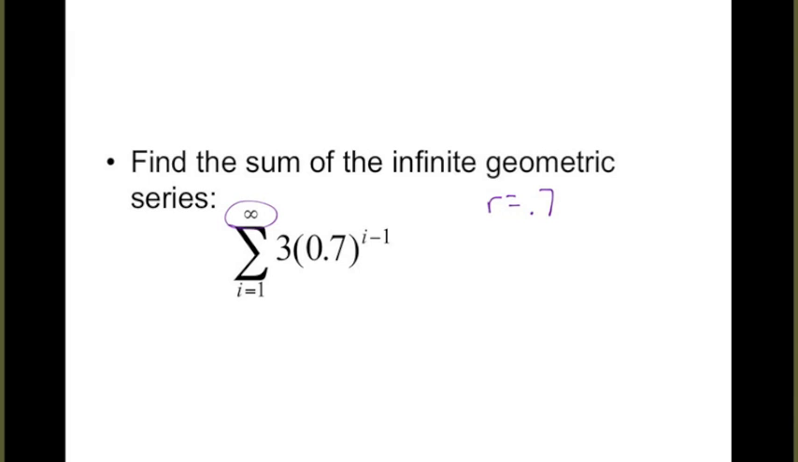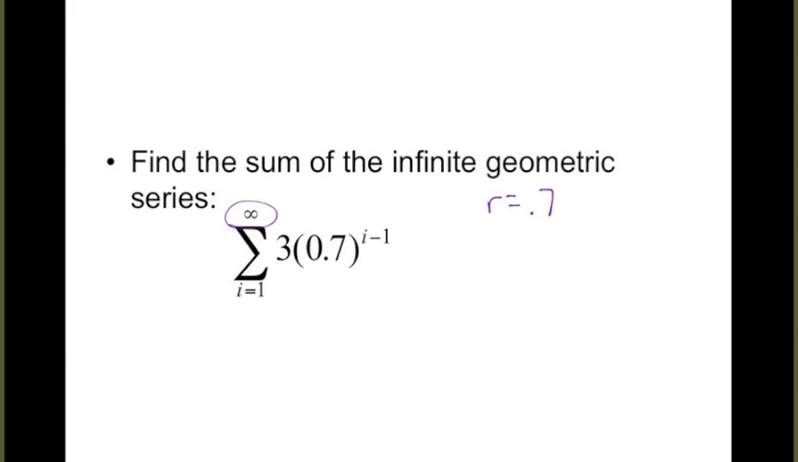The ratio is the part that's taking on the power, because what a ratio means is that we're multiplying by this thing over and over, and that's what powers do, they tell us to multiply by something over and over. So the base of that exponent is always going to be our ratio. Our ratio is 0.7, which is smaller than 1. That means this one will add up to something.